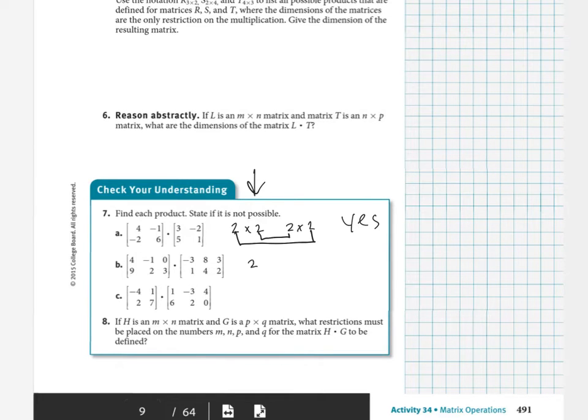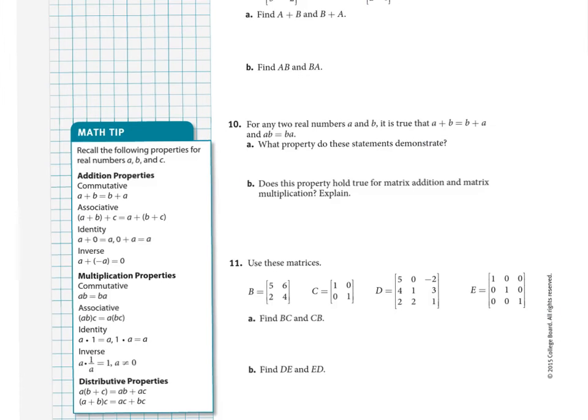In part B, this is a 2 by 3, and the other one is also a 2 by 3. These do not match, so that means no. This one would not be possible. Let's take a look at part C, 2 by 2 times a 2 by 3. This one is yes. This is possible, and the result you would get is a 2 by 3. So don't be surprised when you're using multiplication that the size of your matrix changes. It doesn't happen when you add or subtract.